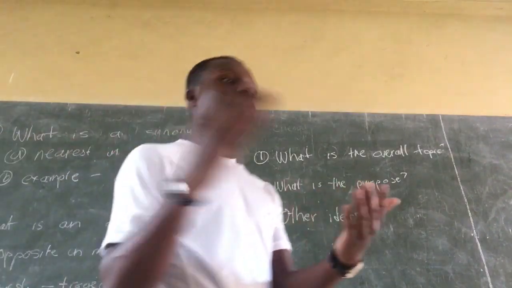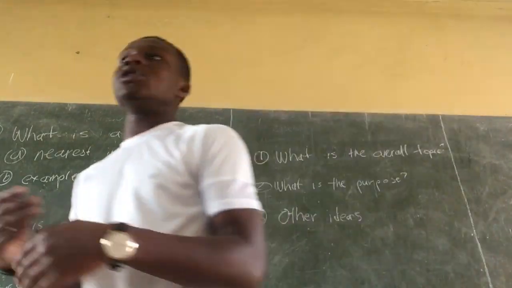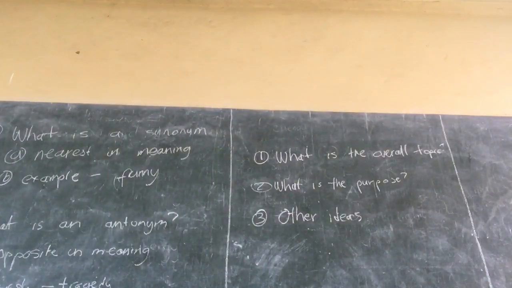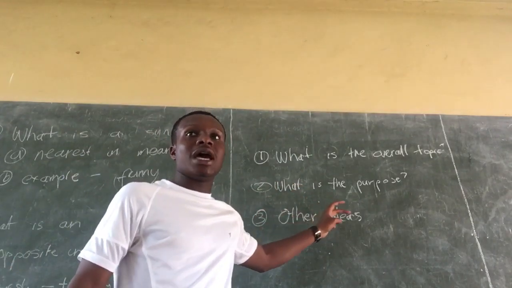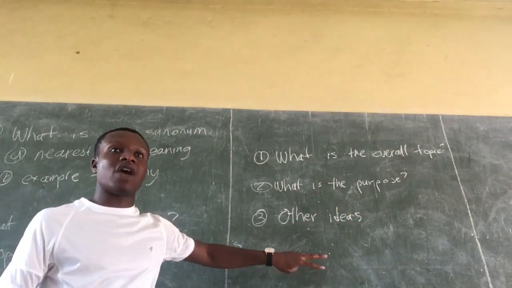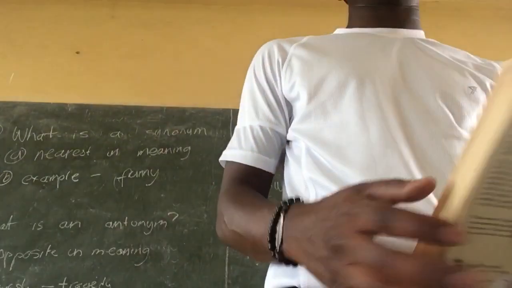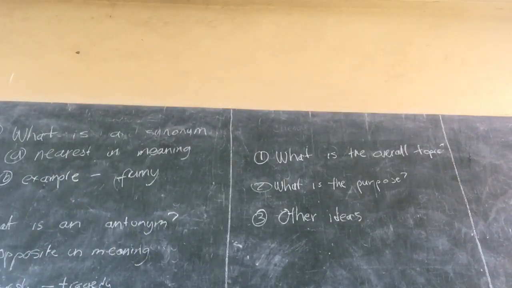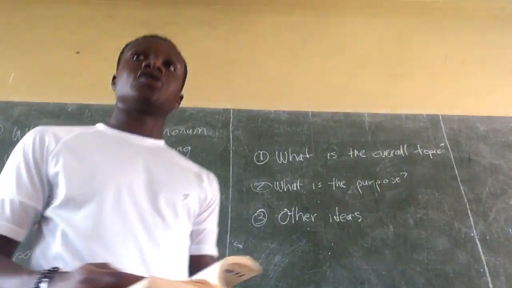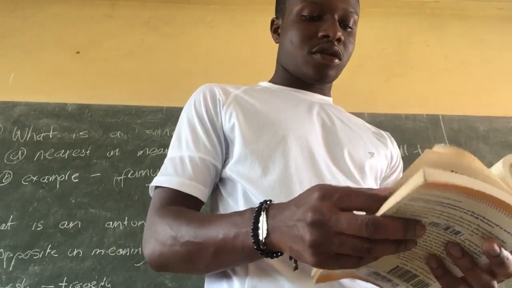Pay attention to what I'm reading. I'll read it slowly, and at the end of it, I want you to tell me what the overall topic is. I'm going to pick someone. What the purpose is, so why I read it to you, and any other ideas that you got from what I read. So, I'm going to start reading. I want you to pay attention. Also, if I'm reading too fast, let me know and I'll slow down. All right?